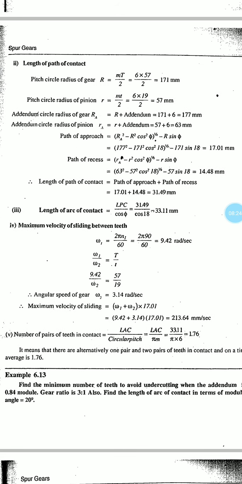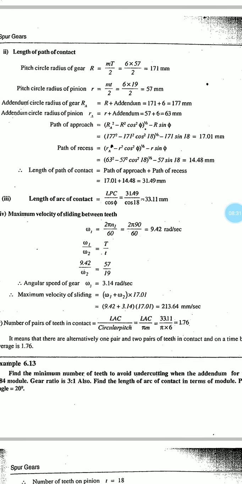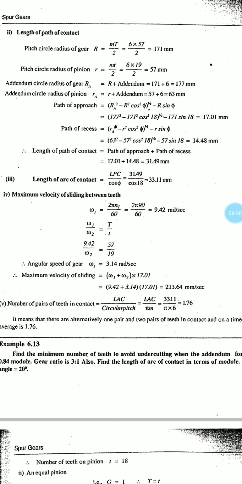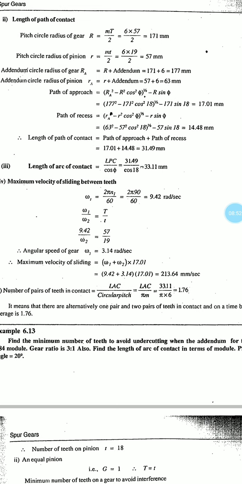Next, path of approach, we already have the equation, substitute all the values. After substituting we will get 17.01 mm, and path of recess, substituting all the values, will get 14.48 mm. Therefore length of path of contact equals path of approach plus path of recess. So path of approach 17.01 and path of recess 14.48 mm, both we have to add, and we get the length of path of contact equal to 31.49 mm.